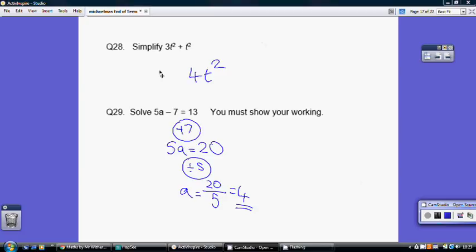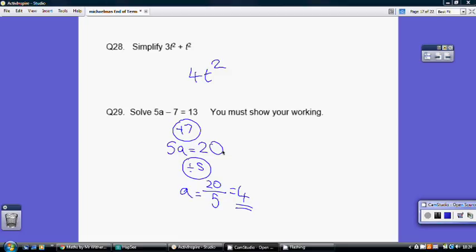Question 28. Now don't get psyched out. This is not difficult, okay? Because the two terms are both t squared. So we've just got 3 lots of t squared, and then we're adding on another lot of t squared. So we've now got 4 lots of t squared. It's just like saying 3x plus x would be 4x, while this is 3 lots of t squared plus 1 lot of t squared, which is 4 lots of t squared.